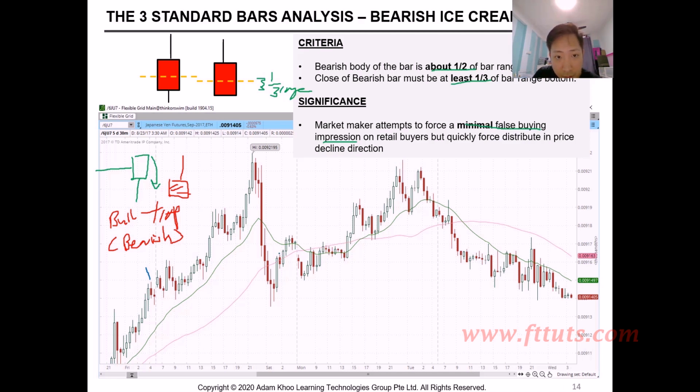You can say this as well, right? Okay. Close at the one third. We take it closing at the one third bar range bottom. Okay, this is also the one. Okay, this is about like a markup bar already, right? So this could be the one. Okay, this could be the one. This could be the one.